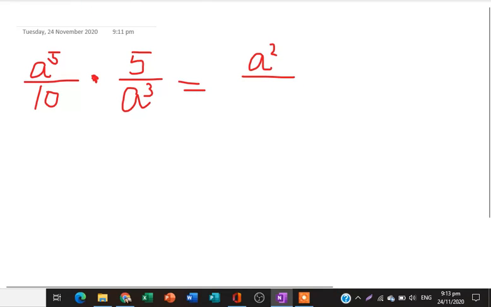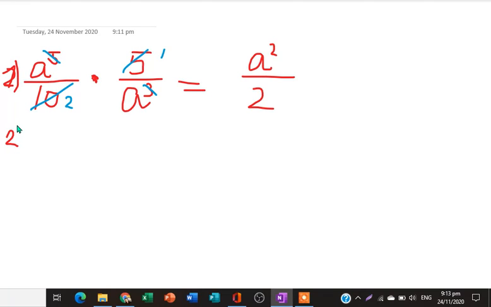Then 5 divided by 5 is 1. 10 divided by 5 is 2. So we have now 2 in the denominator. So the answer is a squared over 2. So that is the first example. Now we have the next sample.